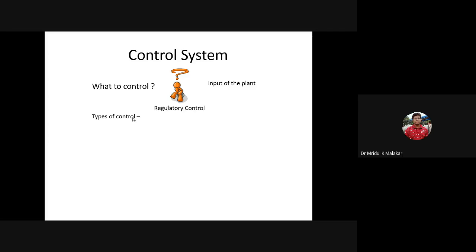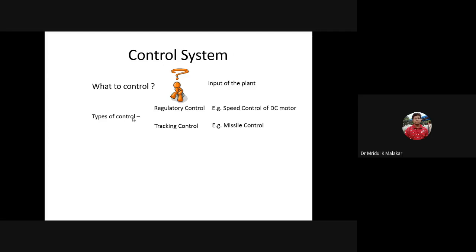One is the regulatory control, another one is the tracking control. Regulatory control means speed control of the DC motor, because regulatory means I have given some desired value, a desired reference, so that it will control the DC motor speed. Suppose 300 RPM is the reference, so it will reach 300 RPM.